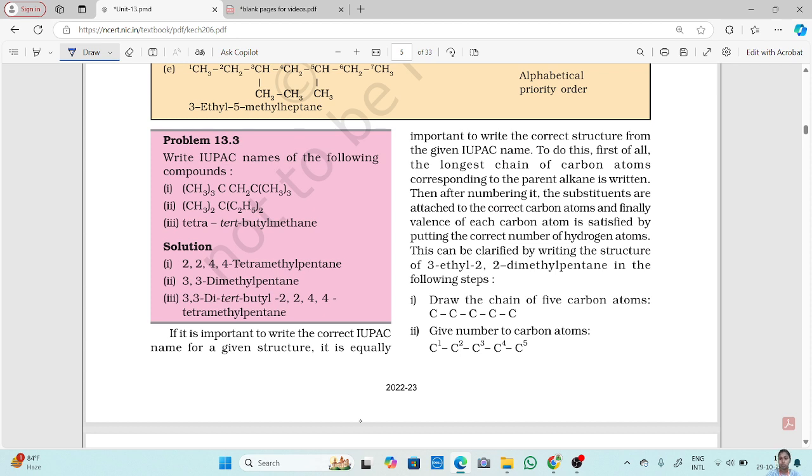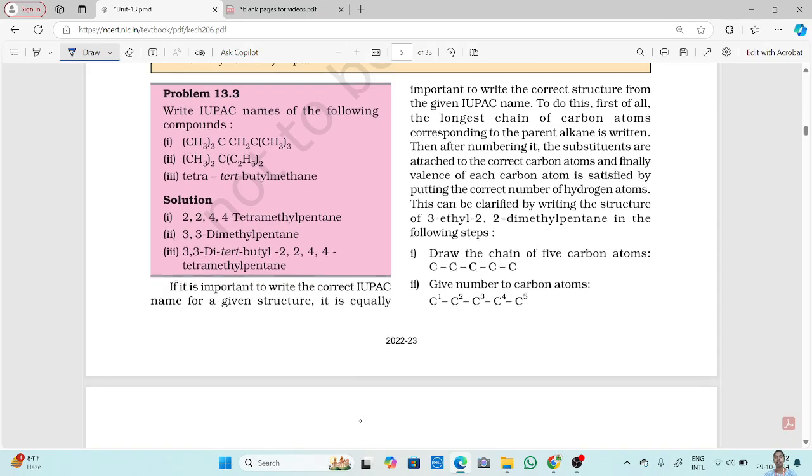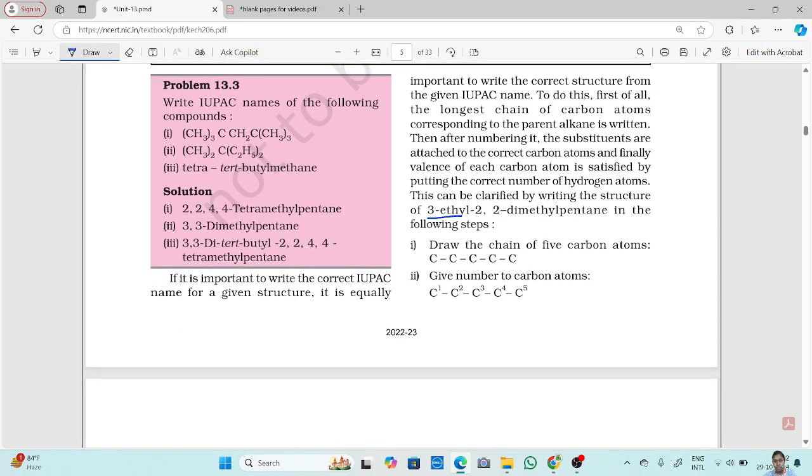So in this case, what we do is, here they have given an example as 3-ethyl-2,2-dimethylpentane. Now here you know pentane is the parent alkane structure. So first you have to write the parent alkane structure. Draw the chain of 5 carbon atoms. Now here what we are doing is, we are writing the structure from the name. Till now what we had done? We had done writing name using the structure. With respect to structure, we were writing the name.